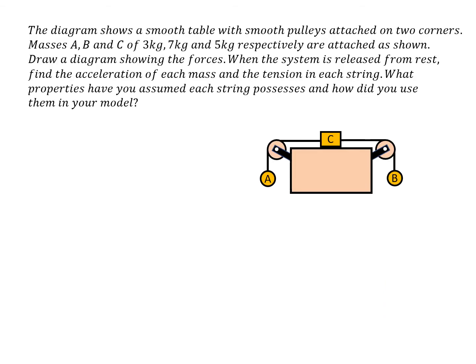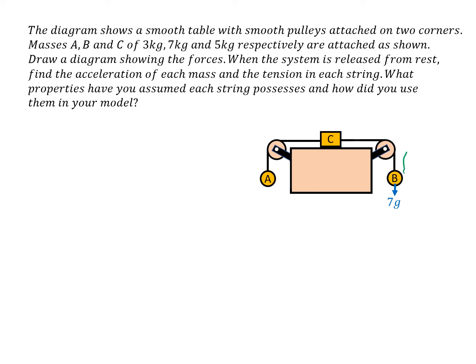So here's the question then. The first thing is to draw a diagram showing all of the forces. So I'm going to look at the force on particle B first. B has got a mass of 7 kilos, so the force of gravity is 7g. And then that will induce tensions in this string.